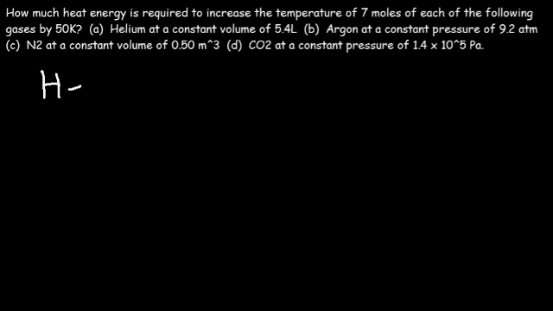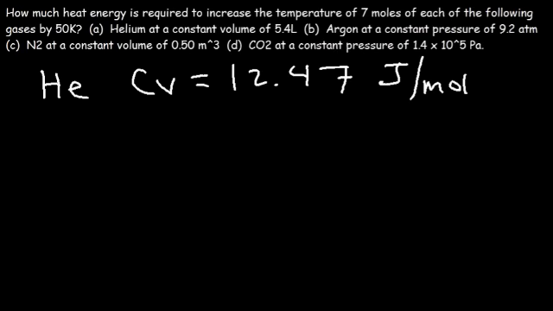Well, the first thing you should do is look it up in your textbook. Helium has a value of 12.47 joules per mole per Kelvin. Now, if you don't have this value, you can estimate it using this equation. CV is approximately equal to 3/2 times R for a monatomic ideal gas.